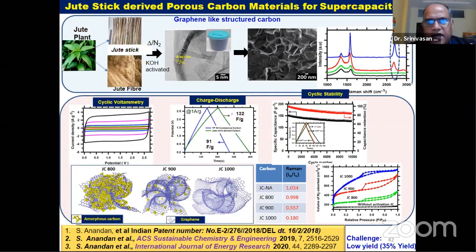Then, like the battery, we have tested this porous carbon material for supercapacitor application and compared it with the commercial material. If you see the performance, the ARC material is giving 132 farad per gram, whereas the commercial material is giving only 91 farad per gram. And over 10,000 cycles, the material is stable with little decay in the capacitance. For this entire process we have filed an Indian patent, and we have also published some good papers.